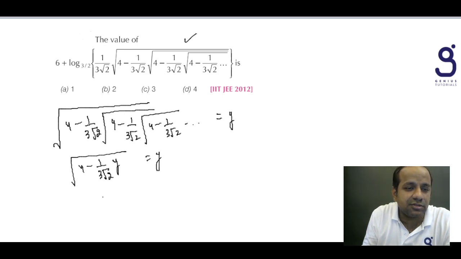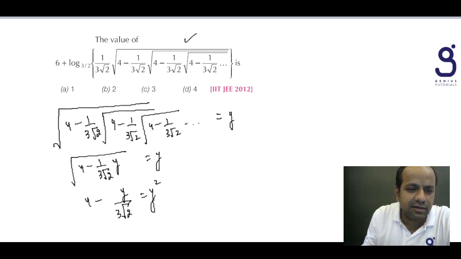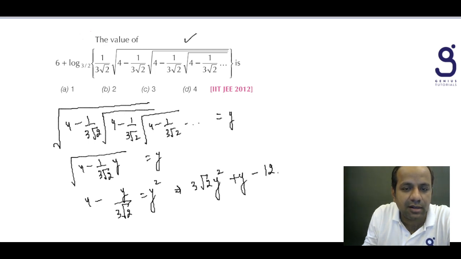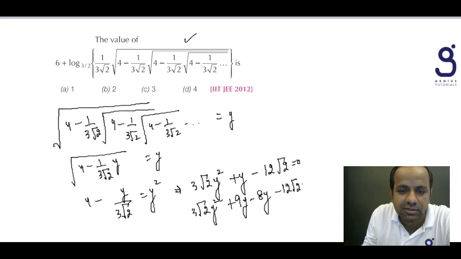If I square both sides, it will be 4 minus y by 3 root 2. This is equal to y square. Now taking LCM, it will be an equation 3 root 2 y square plus y minus 12 root 2. This is equal to 0. Make factors of this: 12 times 3 is 36, into 2 is 72. We can say 3 root 2 y square plus 9y minus 8y minus 12 root 2. This is equal to 0.